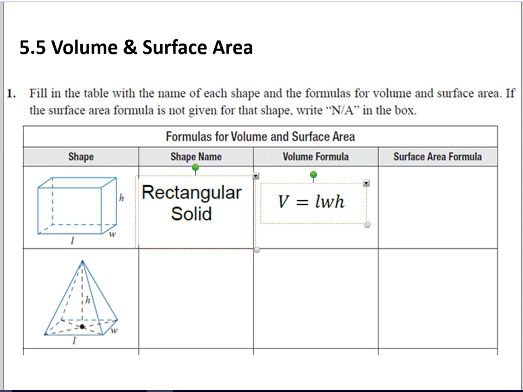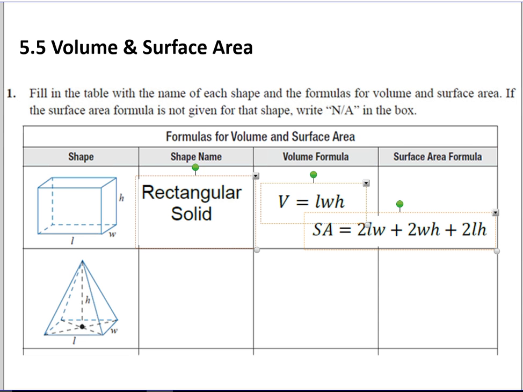So the volume is filling up the shape. Surface area is covering this shape. So that'd be like wrapping it in wrapping paper. And so the surface area formula for our rectangular solid is 2 times the length times the width. And if you look at that picture, the length and the width would be the bottom and the top, plus 2 times the width times the height.